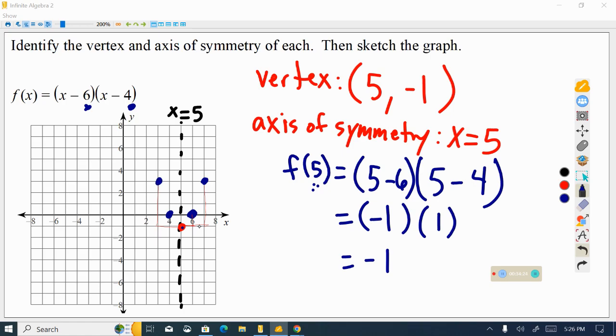And if I go over 3 from the vertex, I have to go up 3 squared, which means 9. So that means I go up 1, 2, 3, 4, 5, 6, 7, 8, 9, and put a point down. And again, that's going to be on both sides. So we can see that this axis of symmetry helps us graph a little faster. And we connect all of our dots and include those arrows to show that it continues to go on forever.